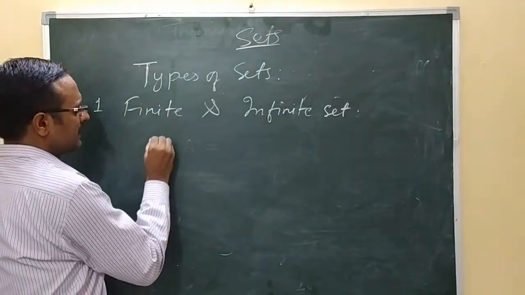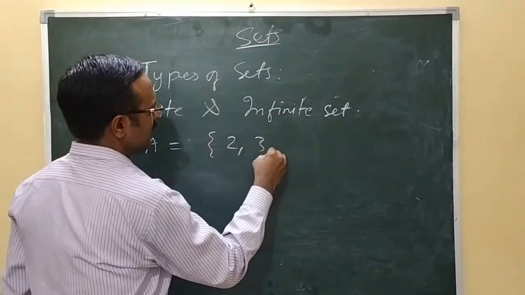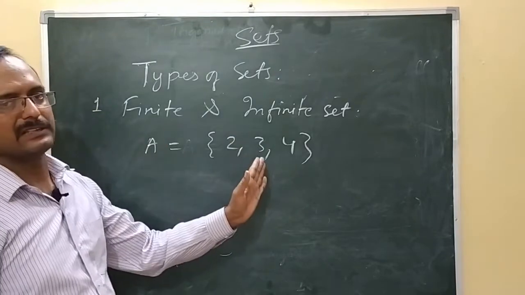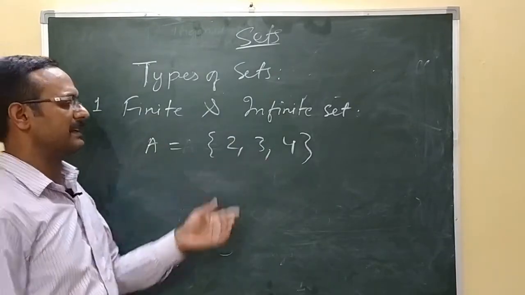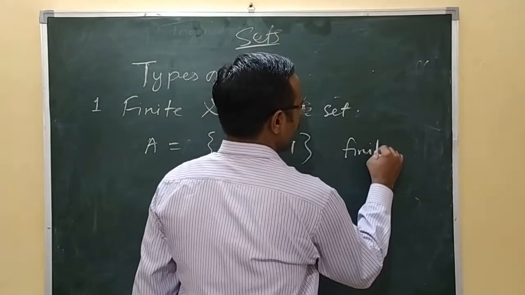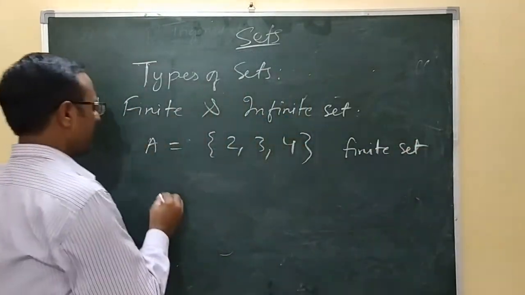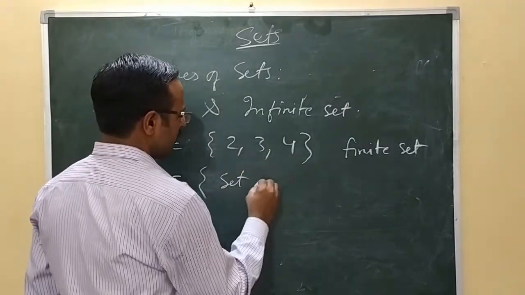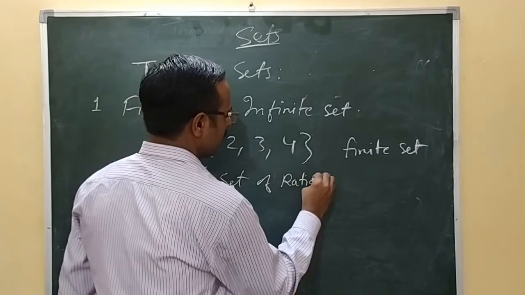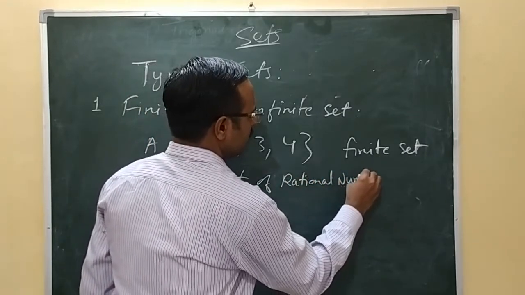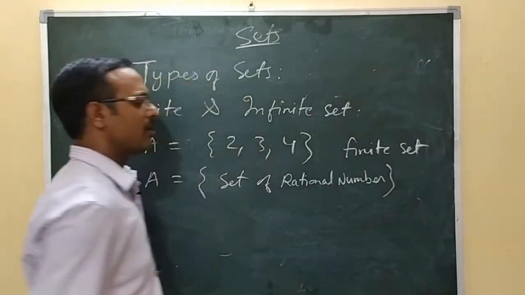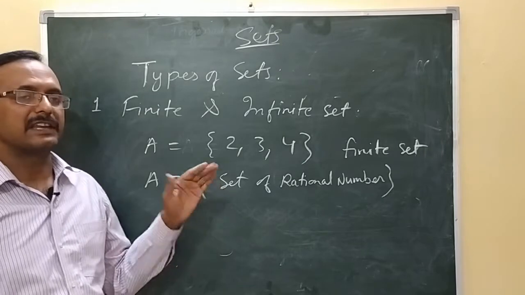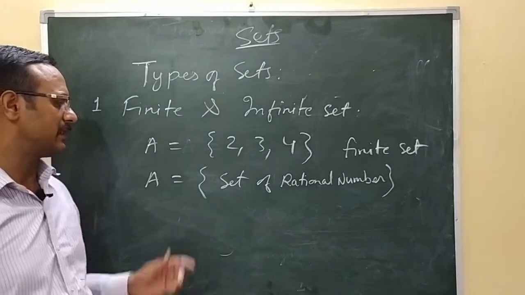Suppose I take set A equal to 2, 3, 4, then there are only a few elements and you can easily judge what the elements are. So it is a finite set. This is an example of a finite set. Suppose a set contains rational numbers. Then there are a lot of rational numbers. You cannot tell how many rational numbers there are. So it contains an infinite number of rational numbers. So it is an infinite set.